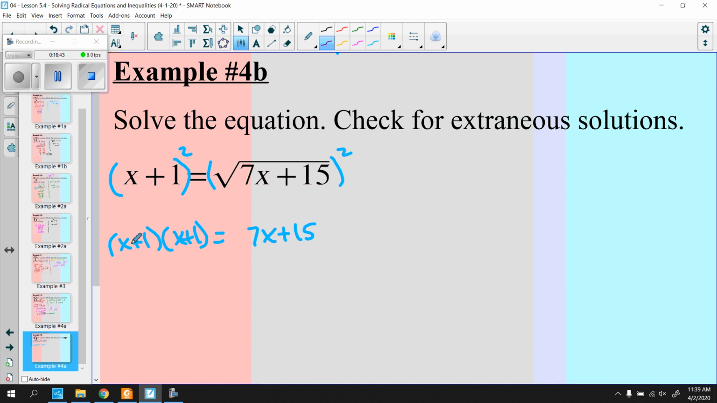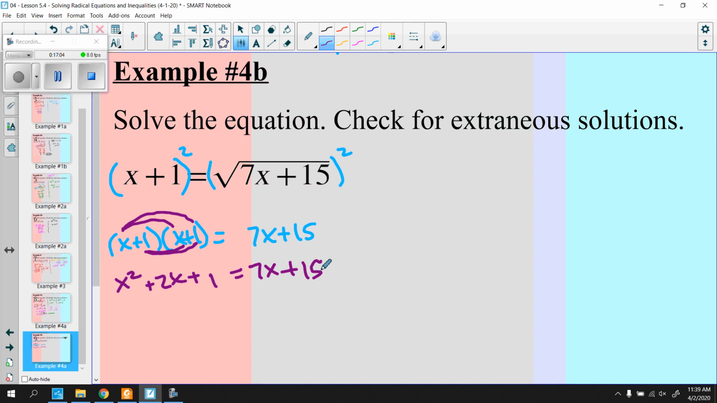Okay, so left side, x times x, x squared. I'm getting a 1x, I'm getting another 1x, so I'm just going to go right ahead and write that as 2x. And then my last one is 1 times 1, which is 1. And we're equal to 7x plus 15.